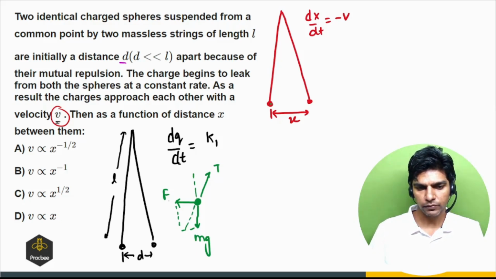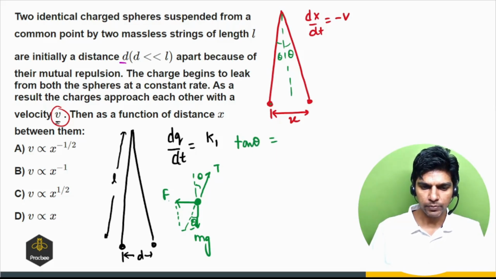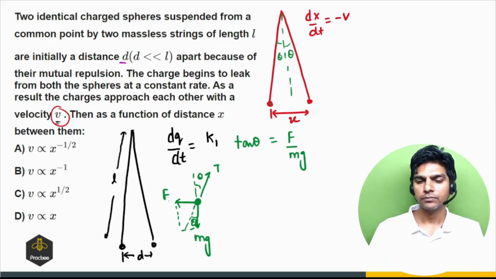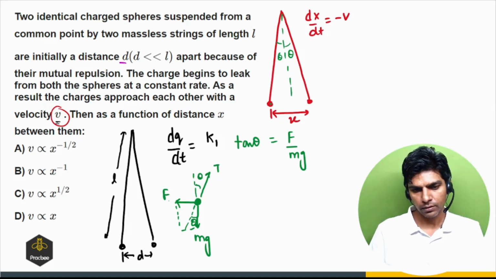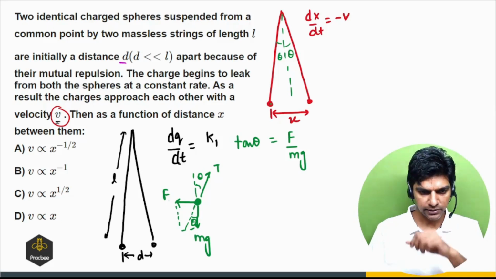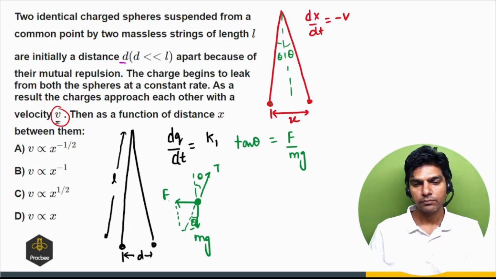So if the angle with the vertical is theta, let us say this angle is theta, this is also theta, right? So this is theta, this is theta. So we can say tan theta will be F divided by mg in this right angle triangle. Right, and this theta is decreasing. Okay, and what is tan theta in this case?